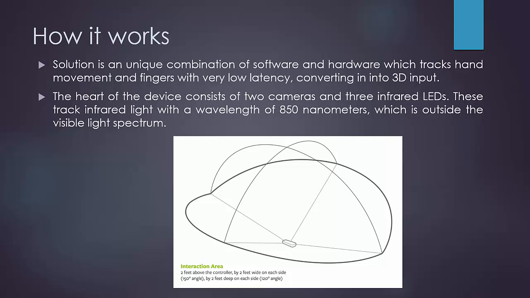So how does it work? The solution is a unique combination of software and hardware which track hand movements and finger movements with very low latency and convert this into a 3D input. The heart of the device consists of two cameras and three infrared LEDs. These track infrared light with a wavelength of 850 nanometers, which is outside the visible light spectrum, so we cannot see that with our bare eyes. So the interaction area is 2 feet in all directions.